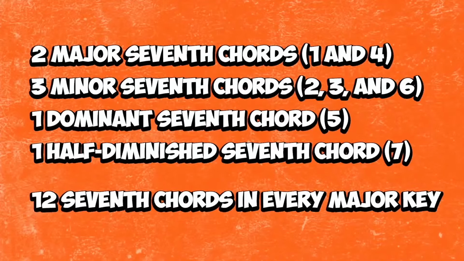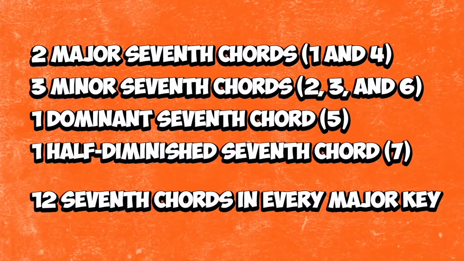So take a look at this chart for all the 7 chords in the major key. There are 2 major 7 chords, the 1 chord and the 4 chord. There are 3 minor 7 chords, the 2 chord, the 3 chord, and the 6 chord. There's 1 dominant 7 chord and 1 half diminished 7 chord. So altogether, there are 7 chords in the major key.